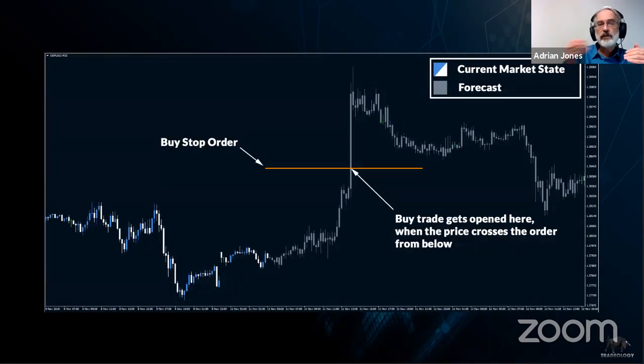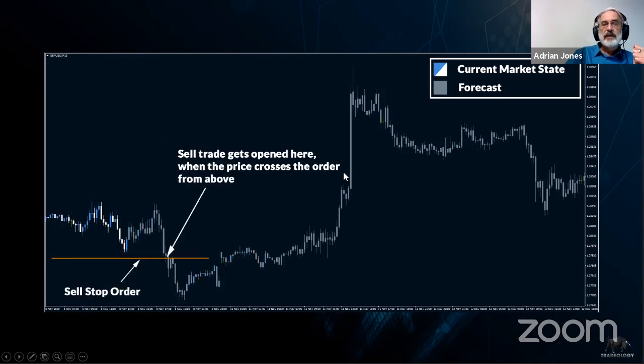So here we have a couple of examples. And here we have a buy stop order, for example. As you can see on the chart, your buy trade gets opened here when the price crosses the order from below. So we have a buy stop, price comes in from below, and say we're at this point here, we set our buy stop here. Eventually, only when it hits that level, at the predefined level, will the trade be entered into. Right? Now, here we have a sell stop order, where again, price is moving up and we anticipate it might be going down, but we're waiting for it to reach a certain level.